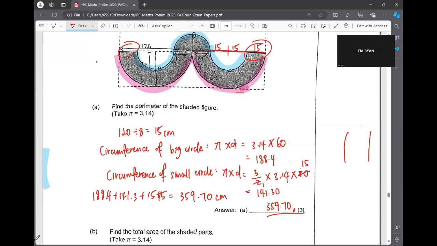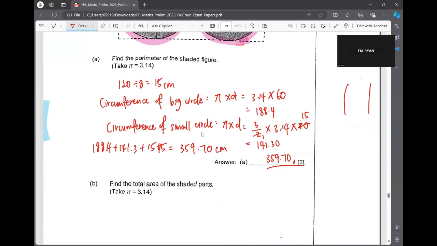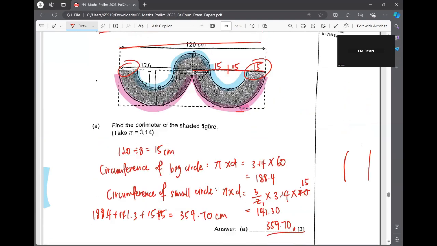Clear? For the shaded part, same thing. Use the radius and use the formula, which is pi r square. And how do I find it? I can just take the big area minus the small area inside to find the area of that shaded part.